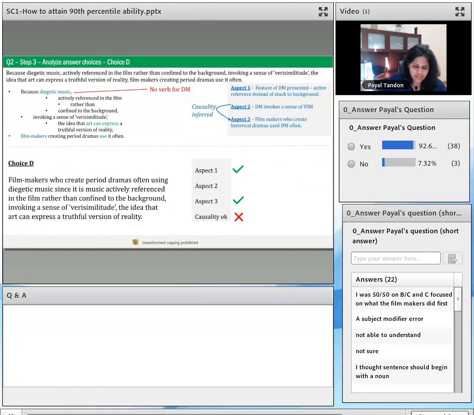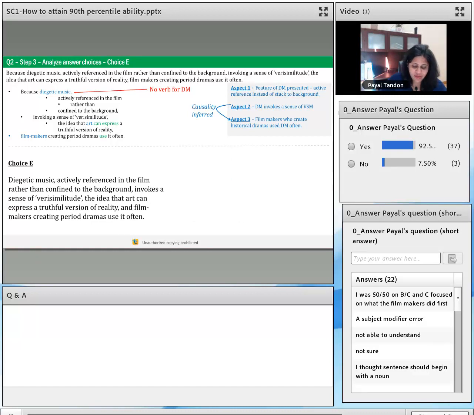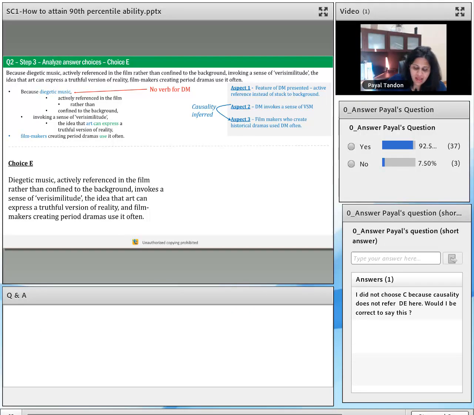Now choice D is wrong again because aspect 2 is also not expressed correctly, which is that DM invokes a sense of verisimilitude. So let's look at choice E, because this is what about 20 of you selected. Choice A started with because, which means there is a causality. What about choice E? Where did the causality go? Is there any word in choice E that expresses causality? Yes or no?